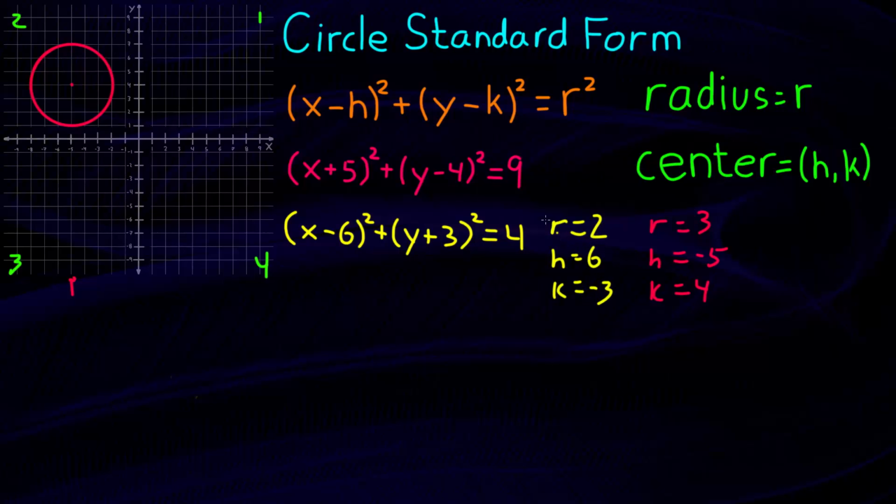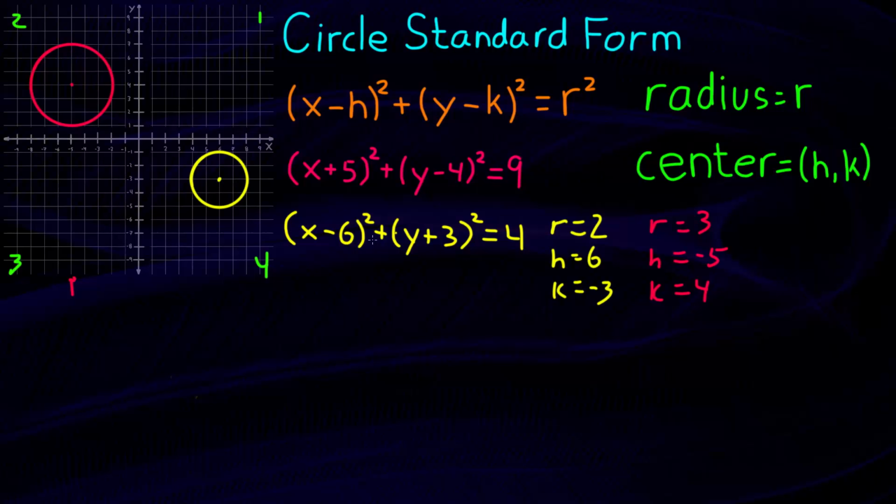Now we're going to graph this. I'm just going to graph this one with the circle tool. h is 6, so I go 1, 2, 3, 4, 5, 6. And k is negative 3, so I go down 3: 1, 2, 3. This is the center of my circle. But the radius is 2, so I need to shrink this down just a little bit.